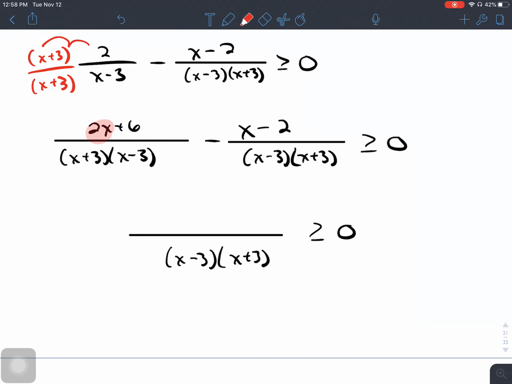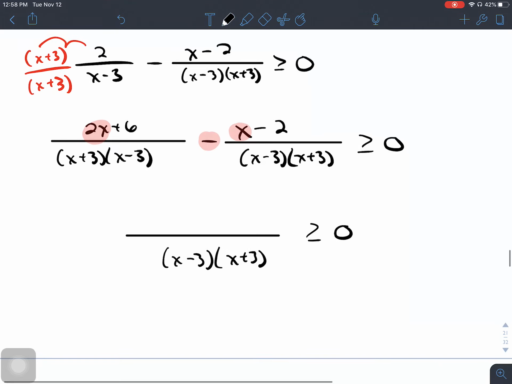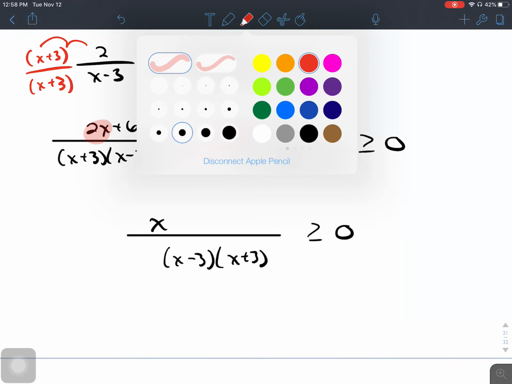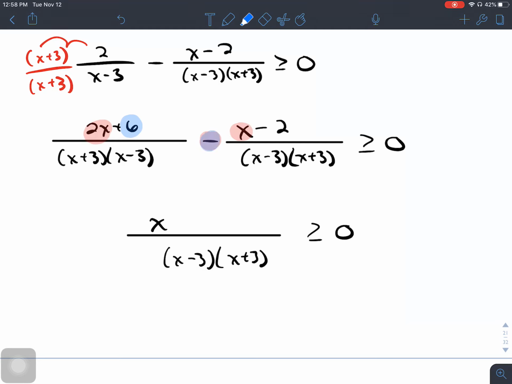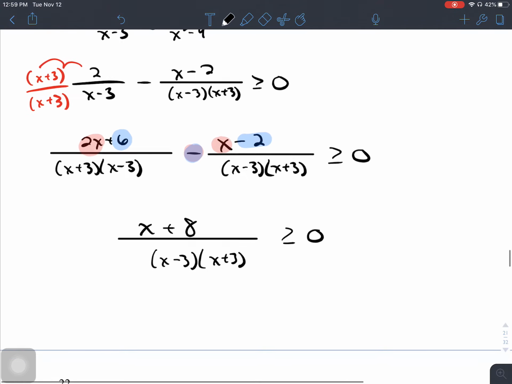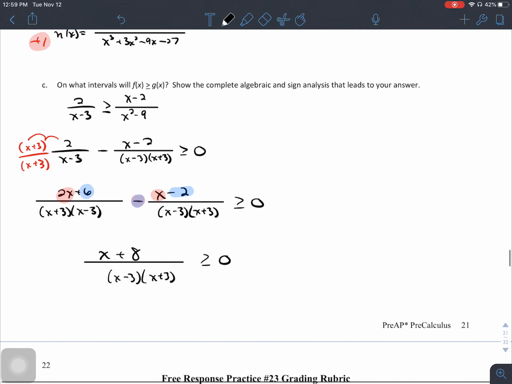So we have 2x minus x, which is x. We have 6 minus a negative 2, which is like 6 plus 2, which is 8. Now at this point, let's go back to the question, because honestly at this point I've lost track of what the question was.